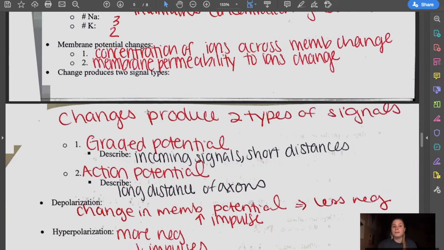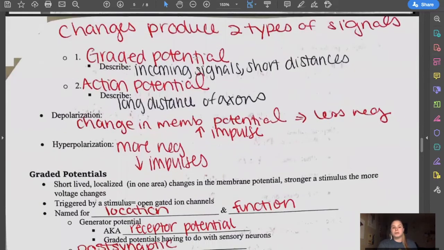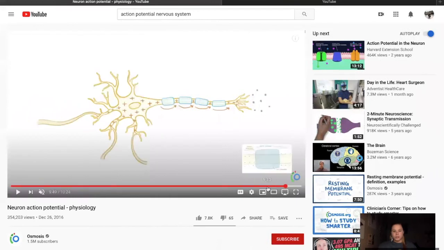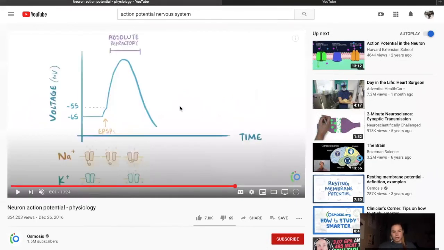Right, so during a potential, our concentration of ions changes. We're not at normal anymore, and our permeability changes, right? So we allow more sodium in. Do you remember that? Right, so a change produces 2 types of signals. We have a graded potential and an action potential, right? A graded potential is when we're slowly creeping up, okay? It's an incoming signal that comes from short distances, right? So a graded potential goes a little ways, but an action potential travels the distance of an axon. It's a huge distance for that charge, relatively, okay? So then we have depolarization and hyperpolarization.